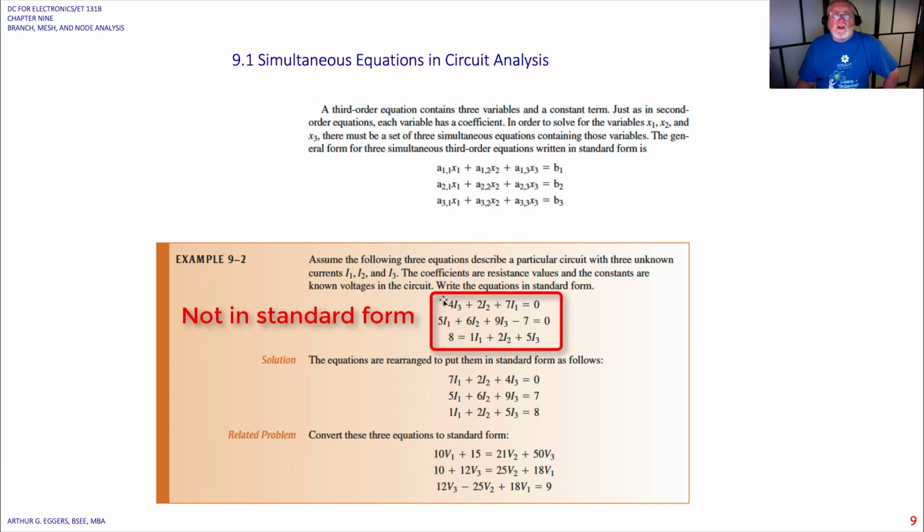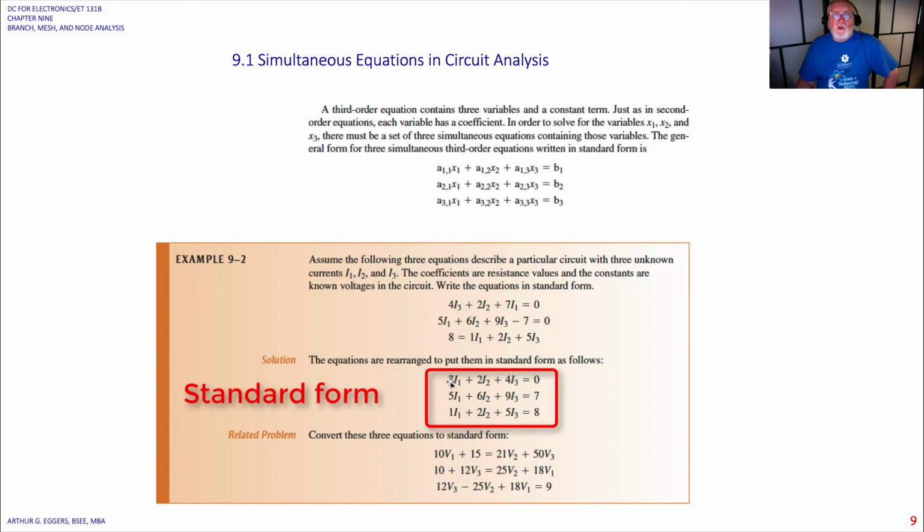So you can see all 3 of the relationships are here. We need to start moving things around because we need to set up column 1 with all the x sub 1s, column 2 with all the x sub 2s, column 3 with all the x sub 3s, and then our B column, which becomes our constants. So we're going to take each one of these relationships and start moving it around. On the first one, we need to move the 7 to the first column. 7 times I sub 1. 2 times I sub 2 is in the right position. 4 times I sub 3 needs to be moved to column 3. And the constant here is 0, so that gets to stay.